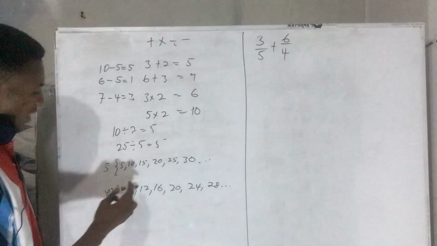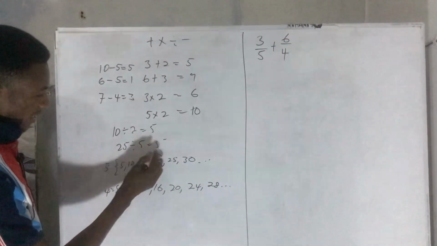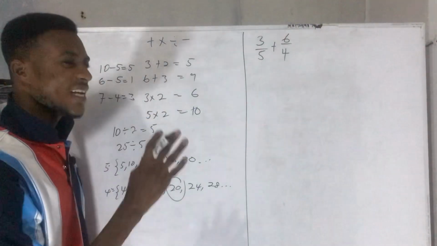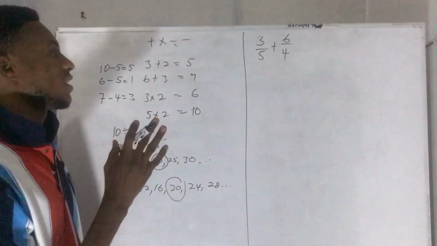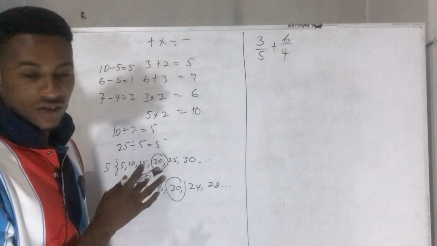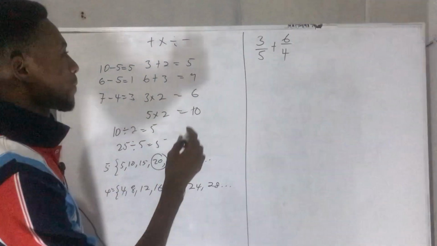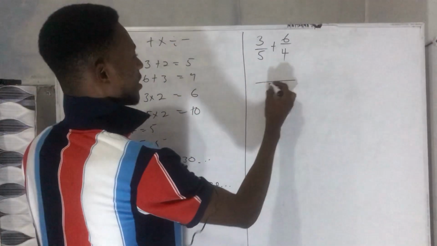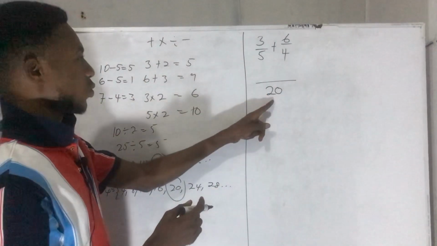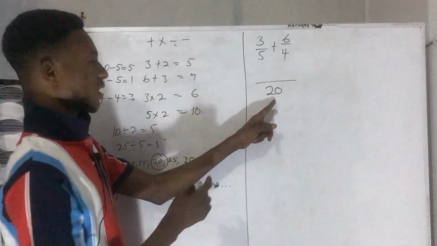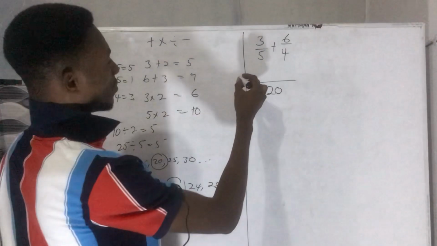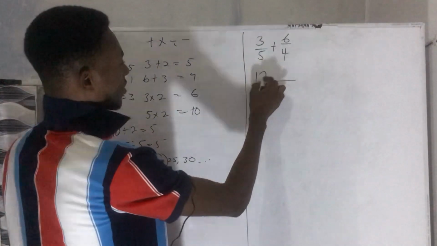Now which of the numbers over here is common? You can see here, it is 20. So now 20 is our LCM. So anytime you are adding a fraction to a fraction, you always have to find the LCM. Always. So our LCM is 20. How many times will 5 go into 20? It is 4 times. That 4, you multiply it by this 3. So 4 times 3 will give you 12.